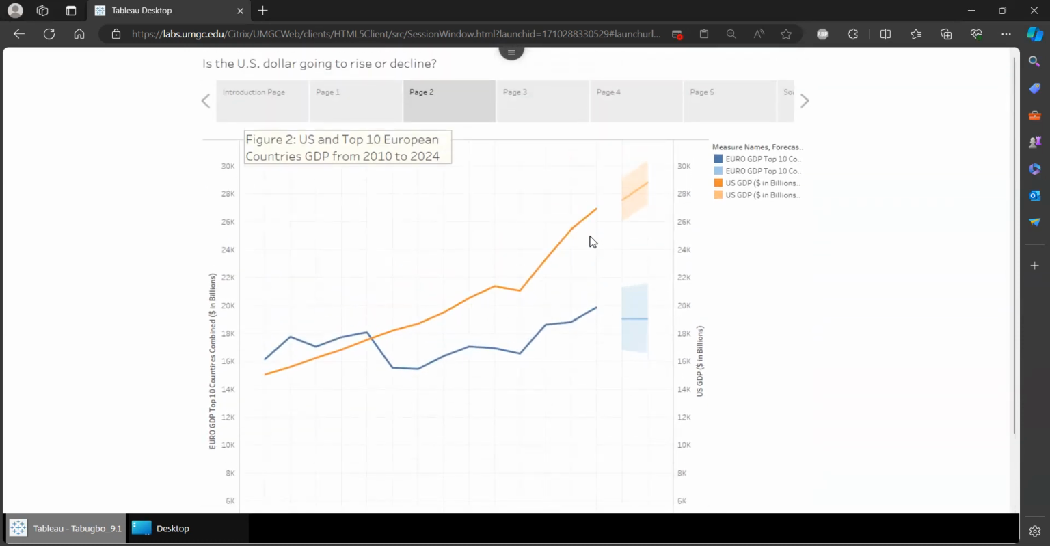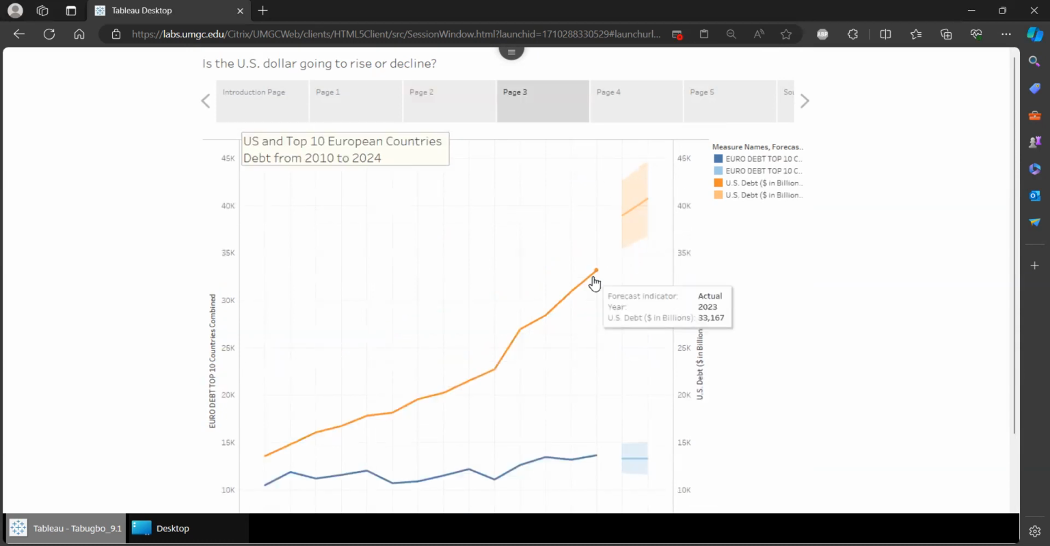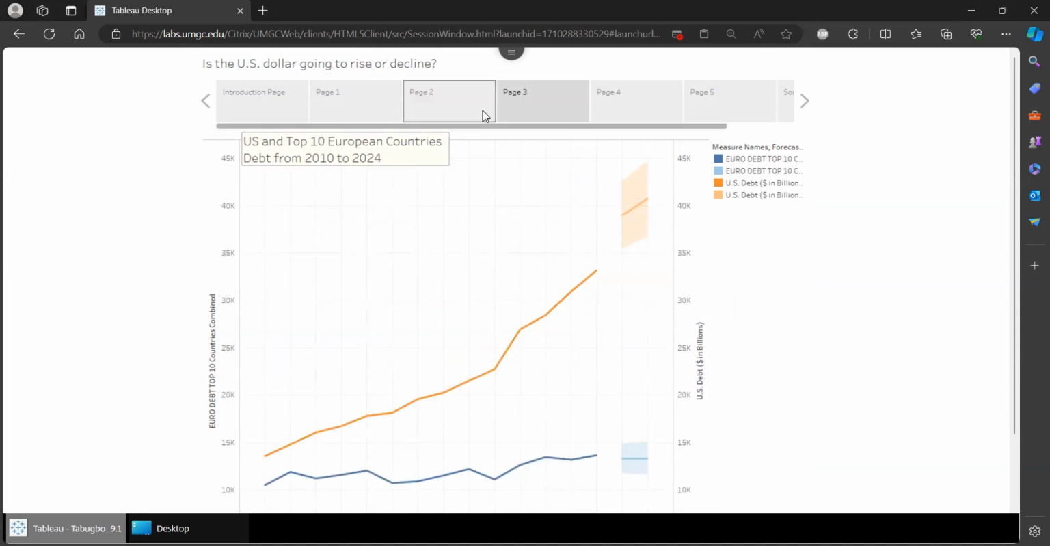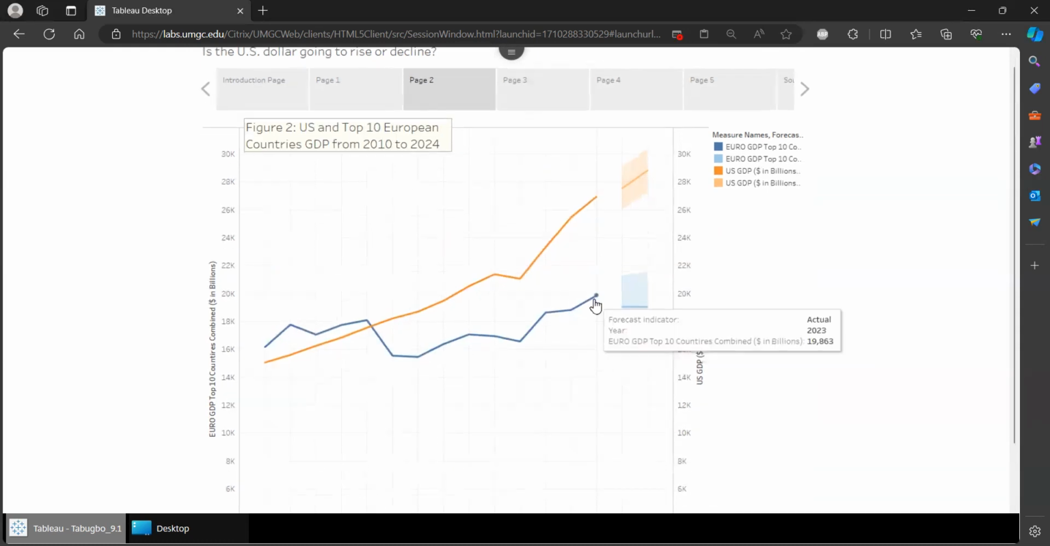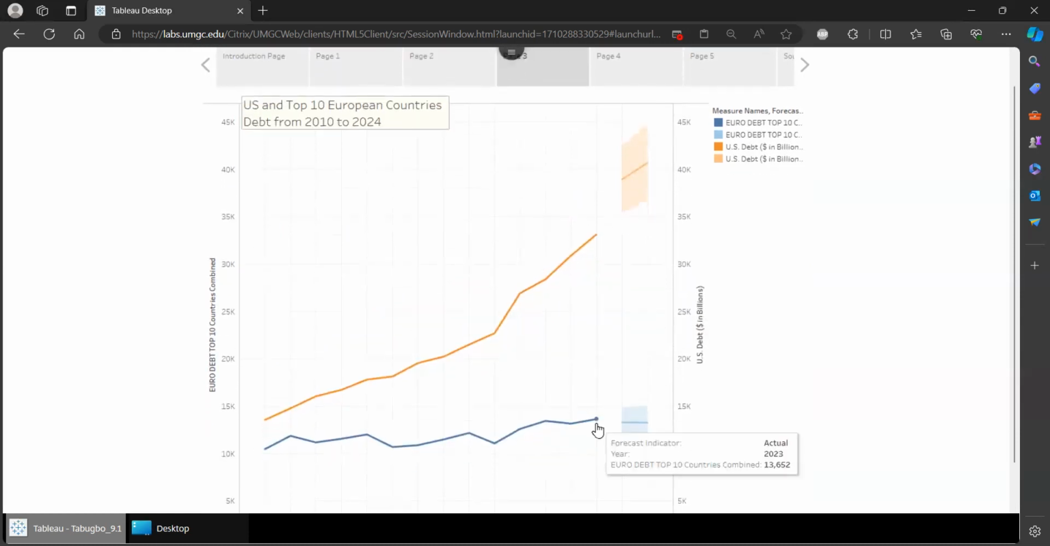While when you pay attention, the country's GDP is substantially lower than its debt at 26 trillion versus 33 trillion. And Europe's GDP is substantially higher than its debt at close to 20 trillion versus close to 14 trillion.